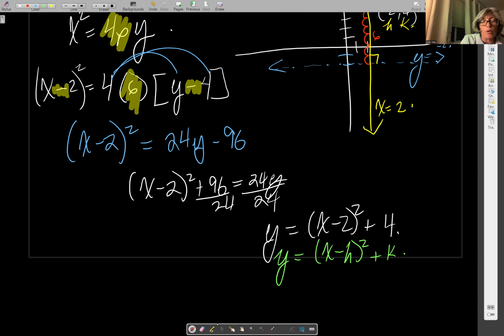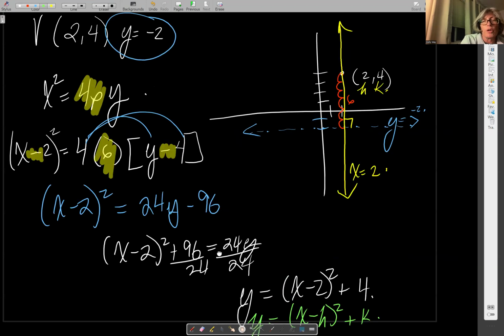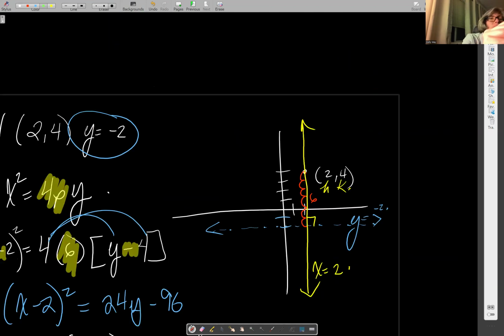Now, if you were to go for the focus here, it's going to go positive here. So the focus, you would start here at 4, and you would go 6 the other direction. 1, 2, 3, 4, 5, 6. We're going this way. So your focus is going to be at 2 and 10 would be your foci.